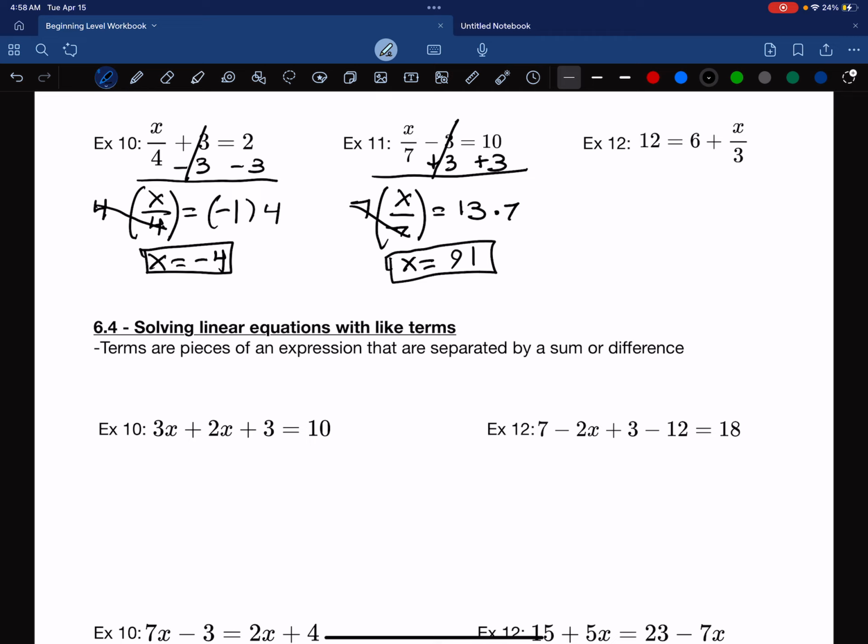And then looking at example 12, the process is still the same, except the equation is just flipped. So let's just start by subtracting 6 on both sides. So these 6's cancel, and we get 12 minus 6, which is 6. Set that equal to x over 3. And then to get x on its own, we're going to multiply both sides of the equation by 3. So you get 18 equals x, or x equals 18. Both of these say the same thing.